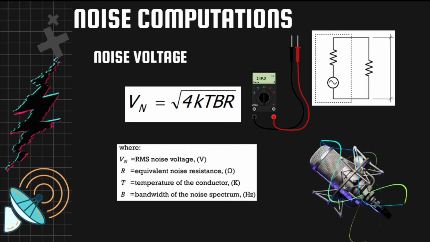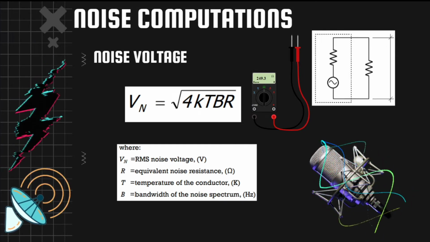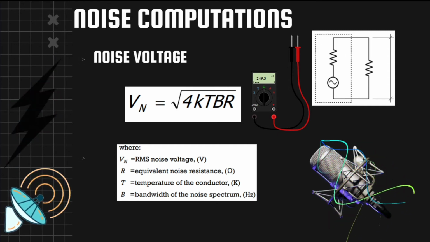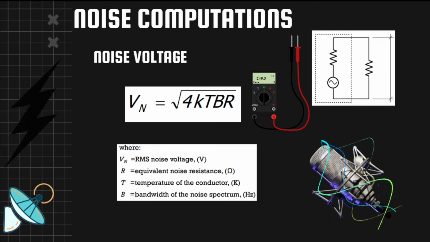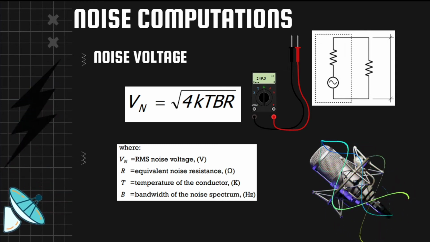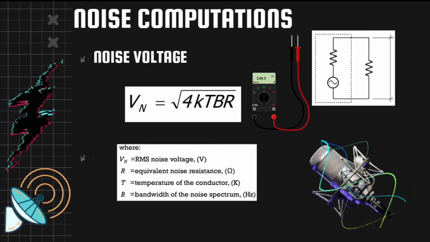Next, we have the noise voltage. The RMS noise voltage, denoted by V sub n, is equal to the square root of 4 times the Boltzmann constant times the temperature of the conductor in kelvins times the bandwidth of the noise spectrum in hertz times the equivalent noise resistance in ohms.